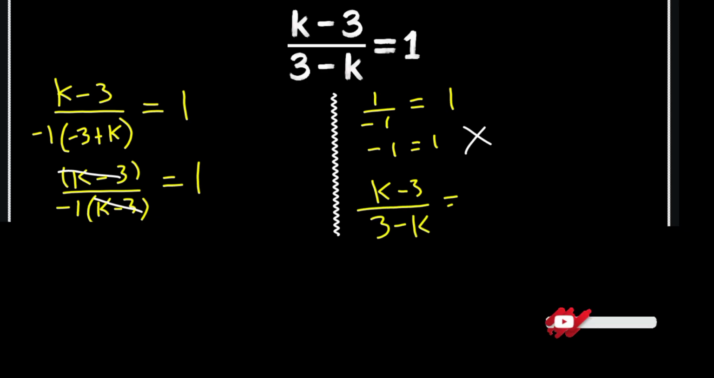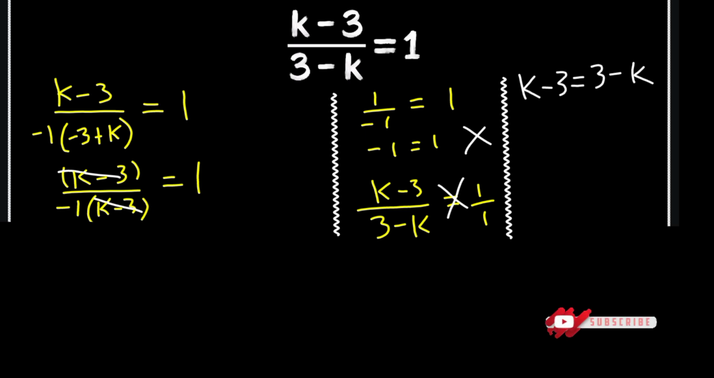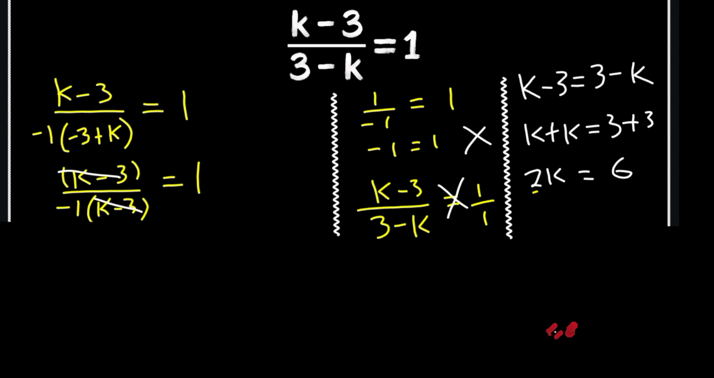3 minus k equals 1. So here we are going to try to cross multiply this, and then after cross multiplying this, we end up with k minus 3 equals 3 minus k. And then when we transpose, we have k plus k equals 3 plus 3. And then we have 2k equals 3 plus 3 gives us 6. And then we go ahead to divide both sides by 2. Then after doing that, we have k to be equal 3.